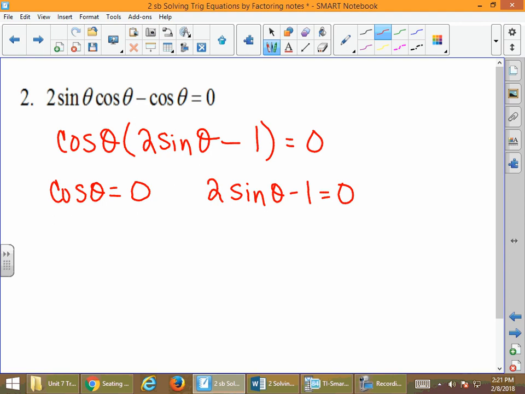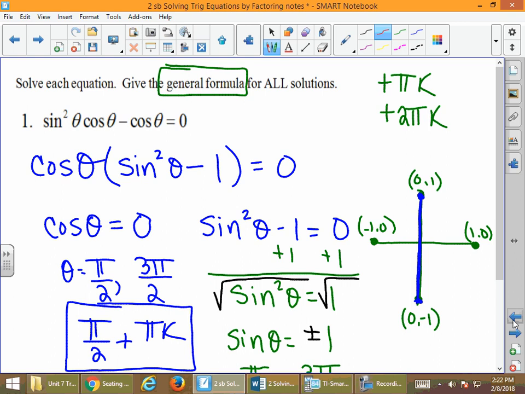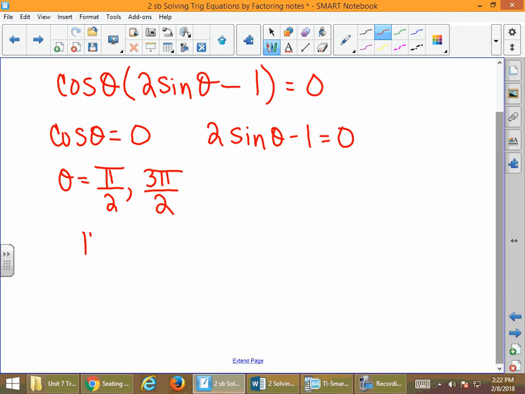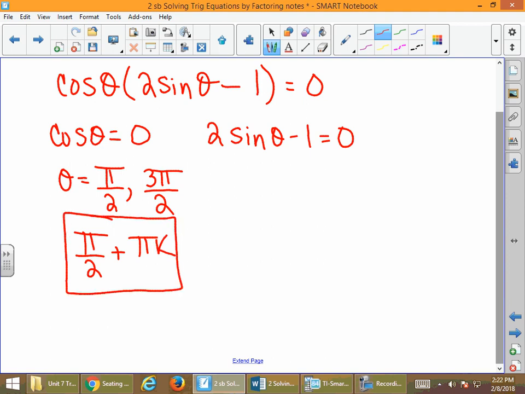Now, luckily enough, we just talked about cosine of theta equals 0. And we found out in problem number 1, example 1, when cosine of theta equals 0, we get pi over 2 and 3 pi over 2. And it just so happens, as I pull the screen back, we were able to draw this straight blue line between those two values, which means that the answer to this factor here is pi over 2 plus pi k. And that's when we set cosine of theta equal to 0.